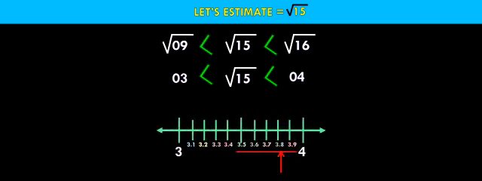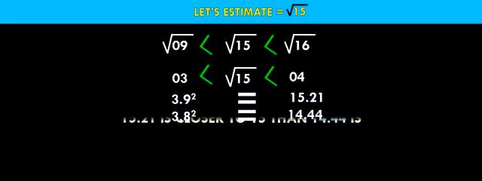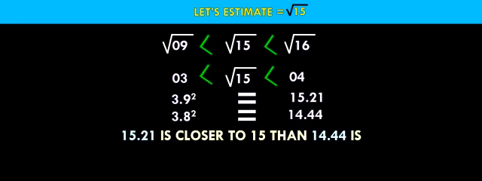Let's pick 3.8. 3.8 square is equal to 14.44. Now, 14.44 is less than 15. So we will have to choose the one which is the closest to 15. 15.21 is closer to 15 than 14.44 is. So the square root of 15 is approximately equal to 3.9.